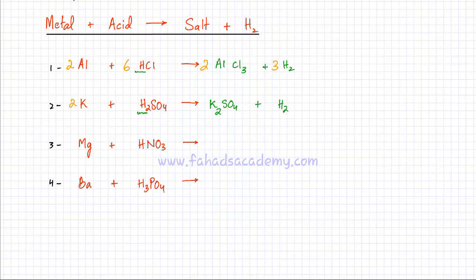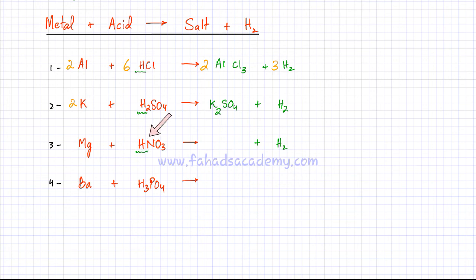Let's now do this third reaction with magnesium metal reacting with nitric acid, which is HNO3. So it's again a metal plus acid reaction. It's going to produce salt plus hydrogen gas. Write down hydrogen gas as before. And we're going to figure out what the salt is going to be. We need to neutralize this acid to get the salt.